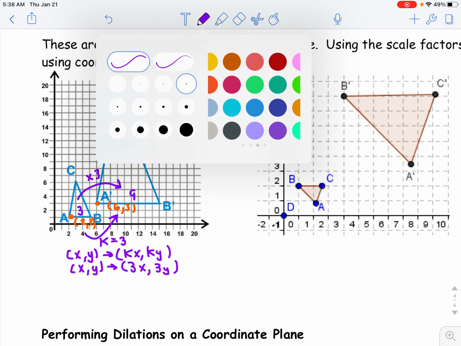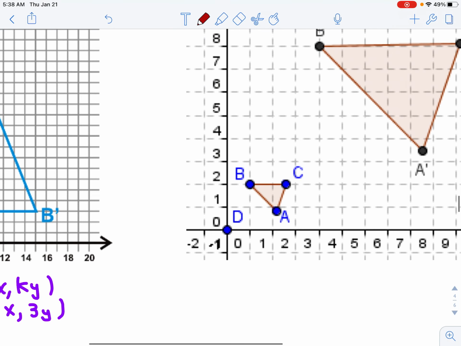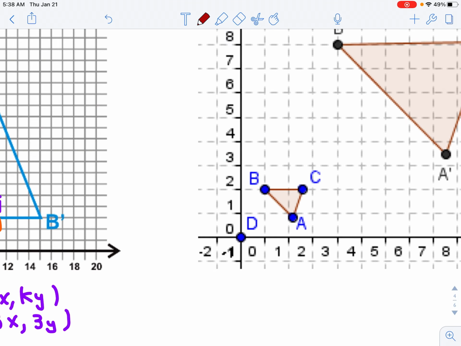Same thing for this one. Let's just keep knocking out more examples. A is at 2, 1. Actually, A's a little bit goofy. Notice how it's not exactly at 2, 1. Me had a little brain fart. Let's actually look at B, because B falls perfectly on a coordinate grid both times. B is at 1, 2, and 1, 2, 3, 4, 4, 8.